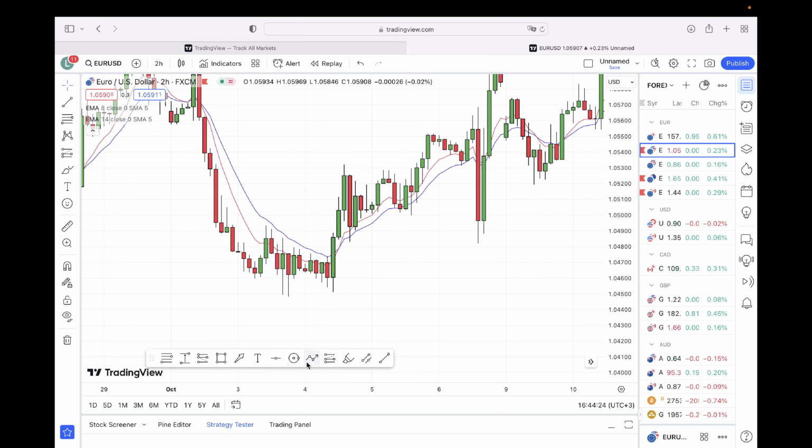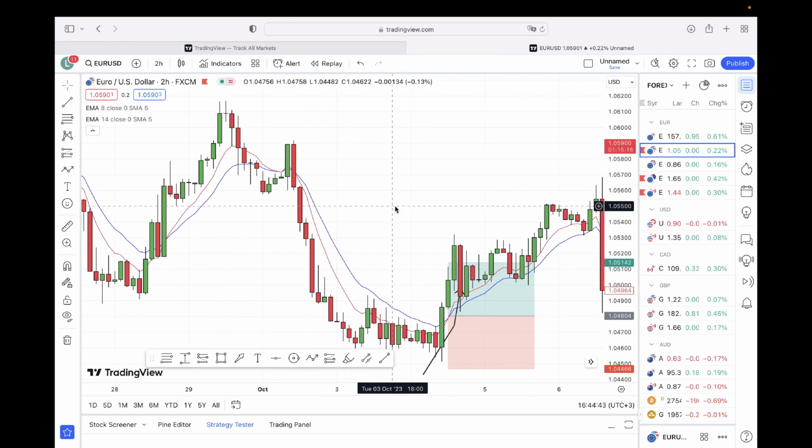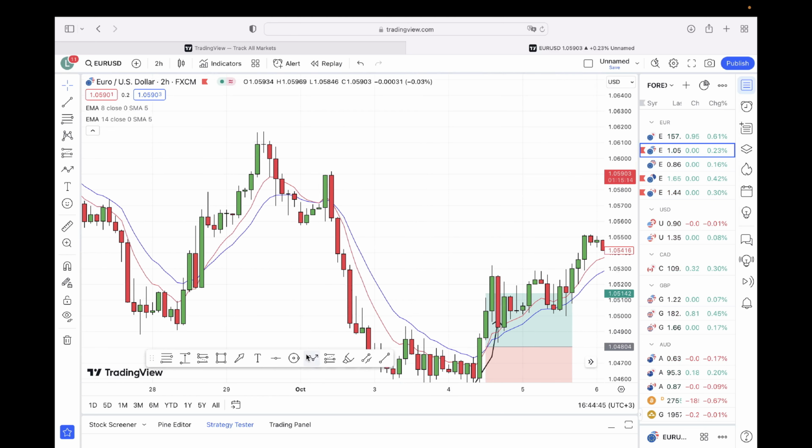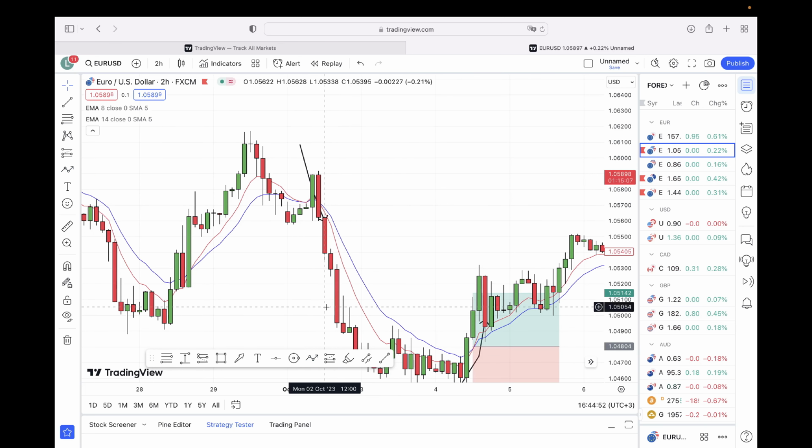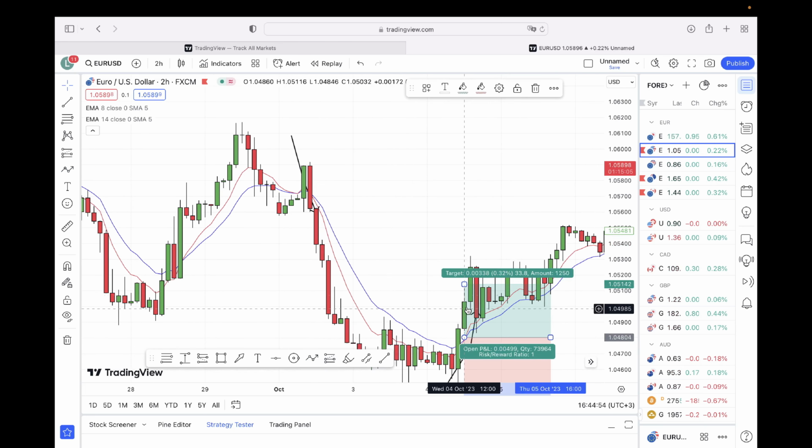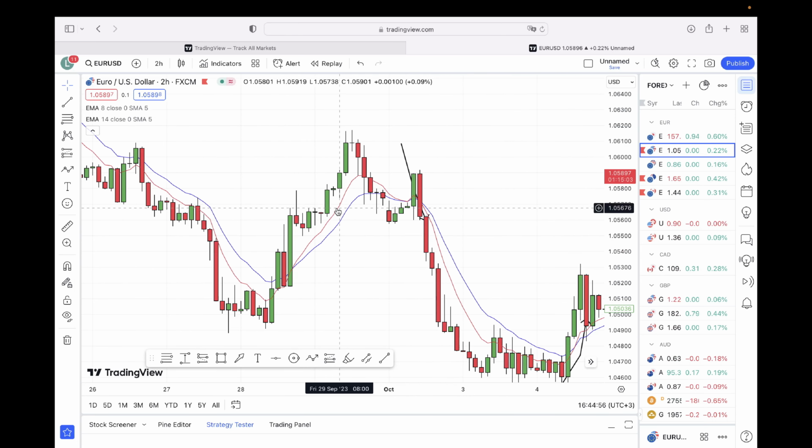So if the cross happens from the bottom, so the signal line comes from the bottom and pierces through the longer length EMA, that means that this is an indication to open a buy position, boom, like this. And for example, if we have a crossover from the top to bottom, so the trigger line crosses from top to bottom, that means that over here we should open a sell position. And let's actually see how it works in action.